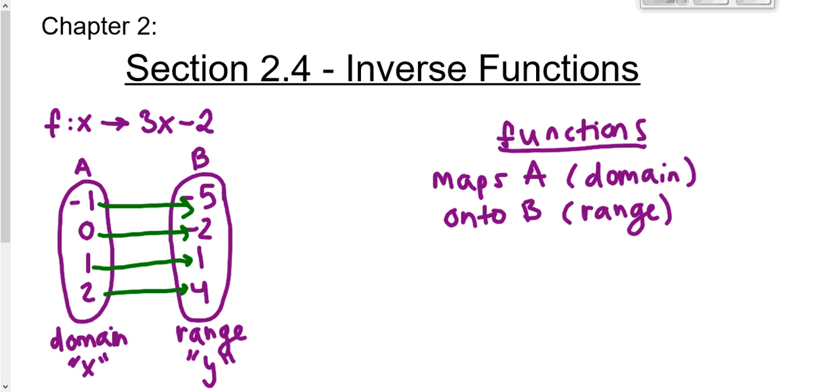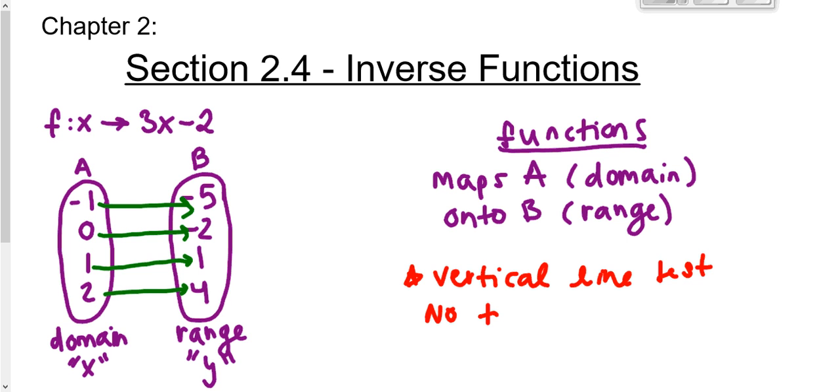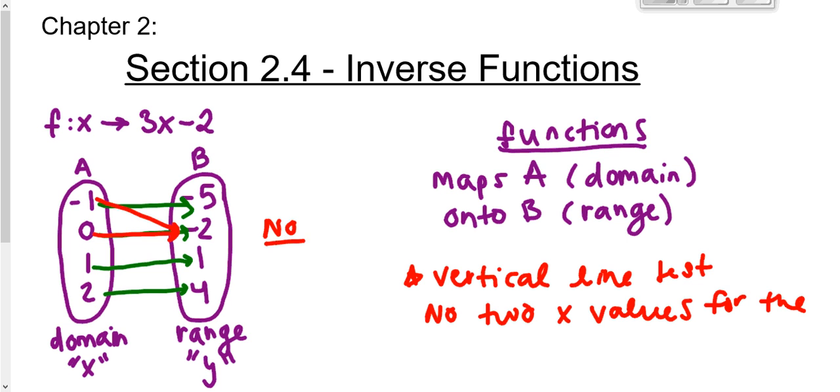The rule we had was it has to pass the vertical line test. So we had to say no two x values for the same y. So we couldn't have -1 mapped to -2 and 0 mapped to -2. That would mean that it is no longer a function. Okay, so that's not the case with what we have here. What we have here is a function because everything maps. We don't have any overlap there.